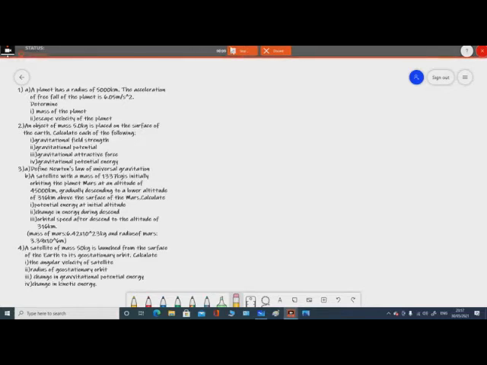Okay, so let's continue for our revision for our chapter of gravitation. So let's start with number one. A planet has a radius of 5,000 kilometers. The acceleration of free fall is given as 6.05 m/s². So what is the mass of the planet?